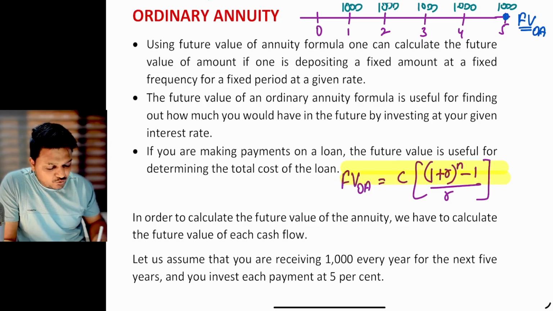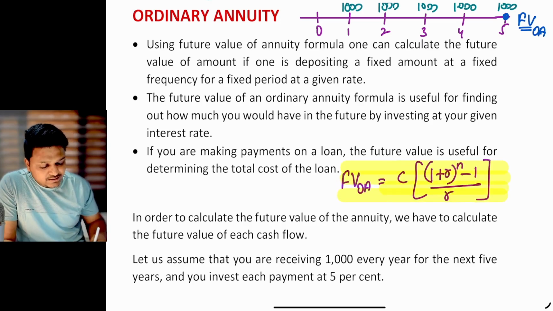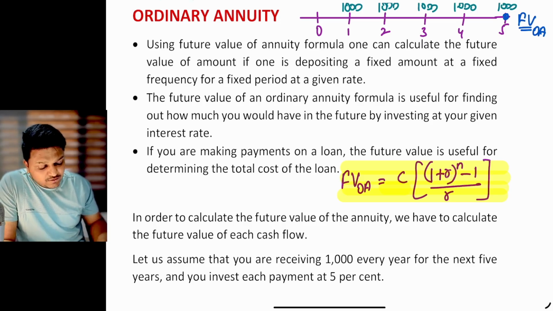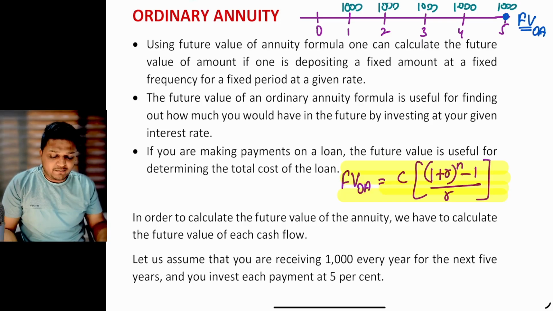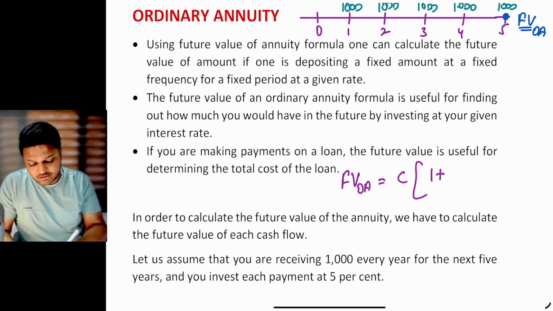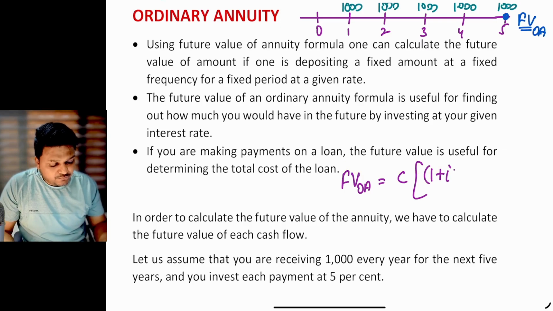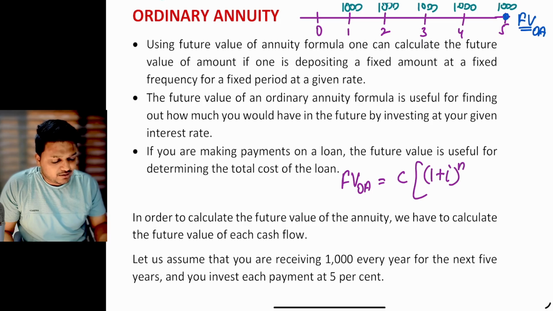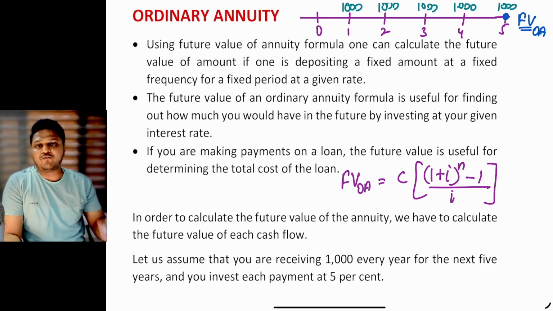So C is cash flow. R is the discount rate. But we are not going to write the discount rate over here, because in the case of future value, it is not represented by R, it is represented by I. Let me change the formula for you. So it is going to be I, because for future value the interest is to be added to the value so as to get a higher value. So future value is always more than the sum of the individual cash flows, right? So (1 plus I) raised to power n minus 1, divided by I. This is the future value of the ordinary annuity formula, right?